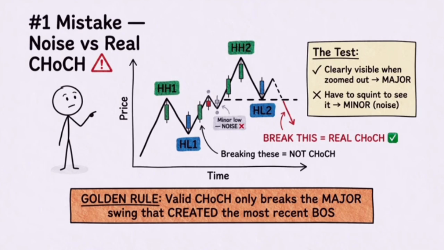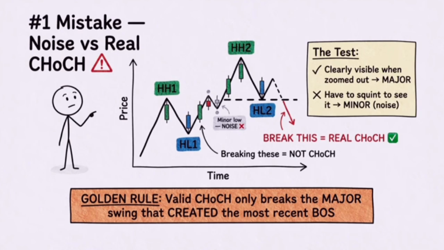So how do you tell the difference between a major swing point and a minor one? Here's the practical test. A major swing point is one that's clearly visible when you zoom out or switch to a higher time frame. If you have to squint to see it, it's internal noise. Major swing points are the ones that created the most recent BOS. Here's the golden rule. Valid CHoCH only occurs when price breaks the major swing point, the one that directly created the most recent BOS. Let me give you a concrete example.